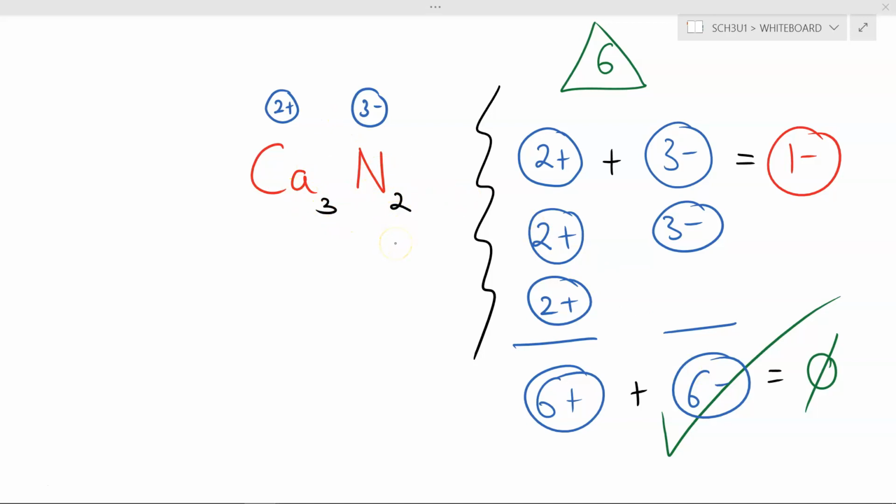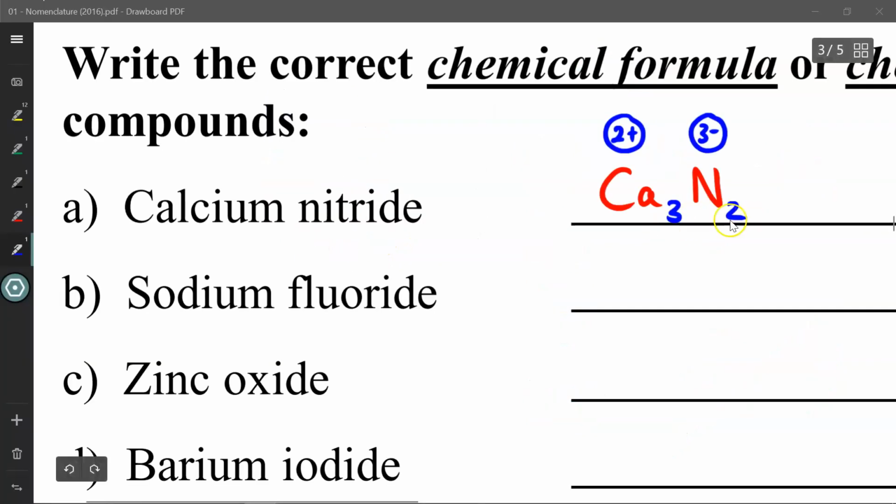Again, if you're desperate and you have no clue what to do, then by all means, crisscross. Bring the 2 down here, bring the 3 down here, you'll get the same answer. It won't work in every situation, but if you're never going to take chemistry again, who cares? Now that I have my subscripts, I can delete my rough work at the top. And the chemical formula for calcium nitride is Ca3N2. I need 3 calciums and 2 nitrogens to achieve stability for the entire compound.